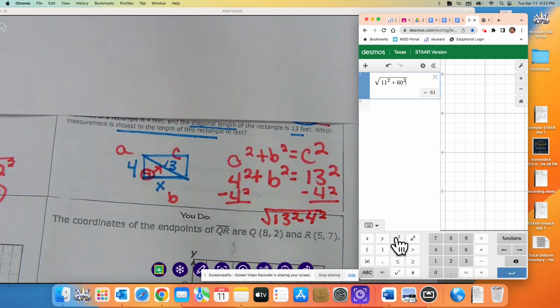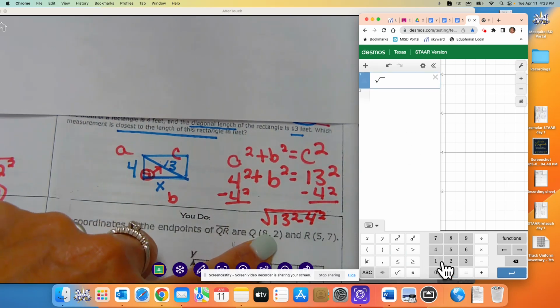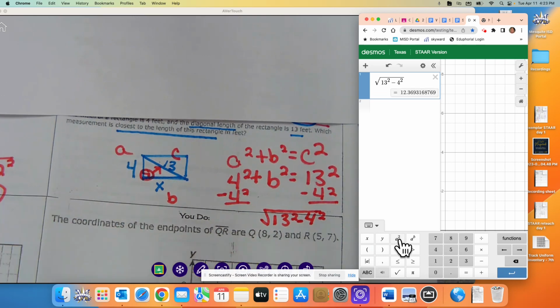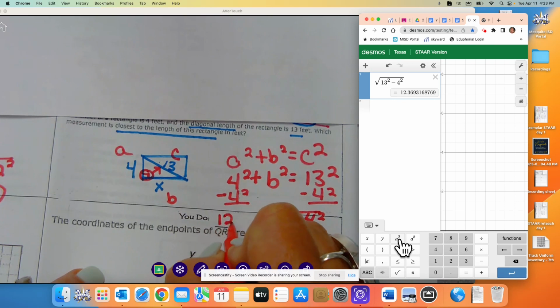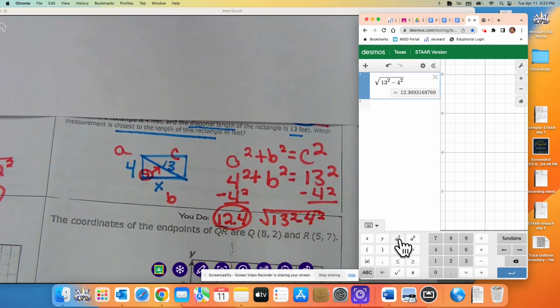Okay, so I'm going to come over here. Remember, I don't want you just to delete like this. I want you just to X out and start over. So I had the square root symbol, 13, don't forget to square it, minus, because we know what C is, 4 squared. And so hopefully for your answer, you got 12.4 is your answer.